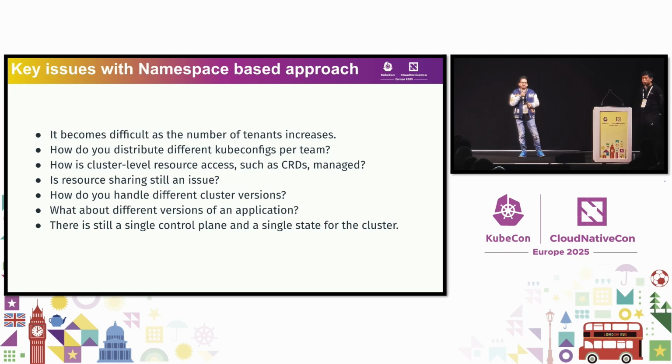Key issues with the namespace-based approach: it becomes very difficult when it comes to multiple tenants. Let's say team A wants 3 namespaces and team B wants 2 namespaces. How do you distribute the kubeconfig files? How do you handle cluster level resources? CRDs are a big pain. And how do you test different versions of CRDs? Let's say you want to test CRDs of different versions for your operators. You want CI testing on different versions of Kubernetes clusters. That is another issue.